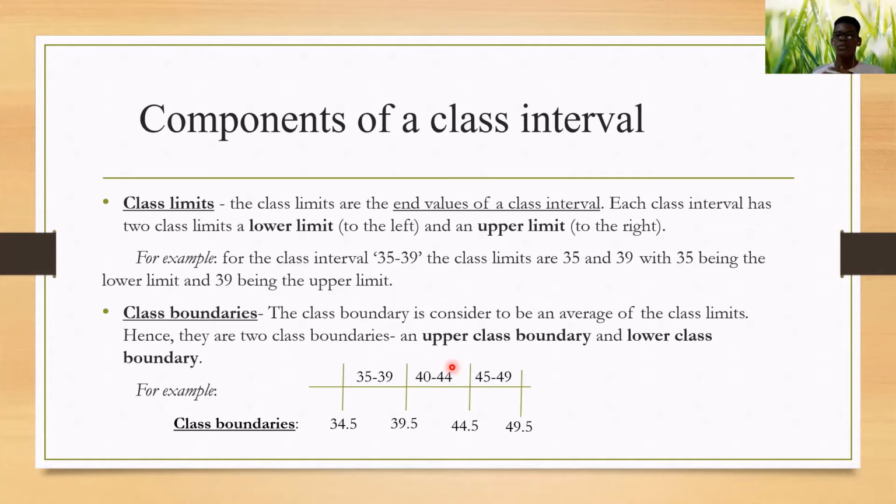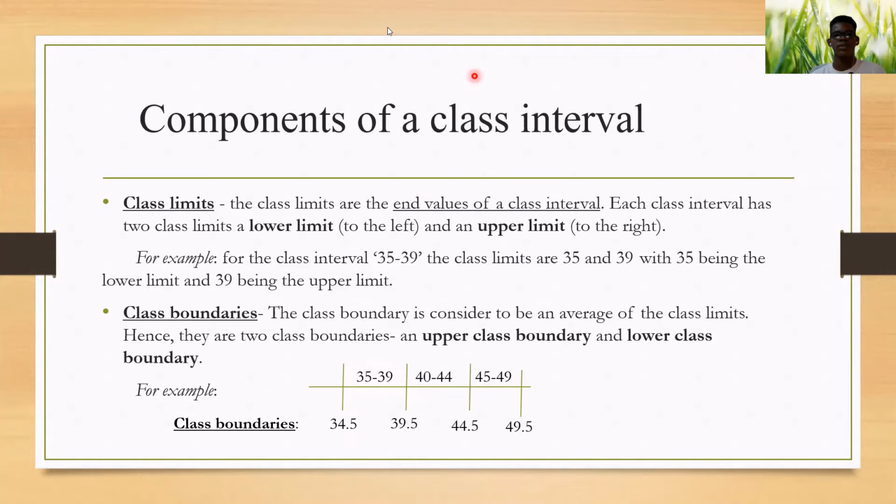When you ask them for class boundary, they give you the class limit, because it's easy to identify the class limit, right? 35 and 39, these are class limits. But the class boundary, for the same example as before, 35 and 39, is 34.5 and 39.5. What do you notice about the relationship between our lower limit and our lower boundary, and our upper limit and our upper boundary?